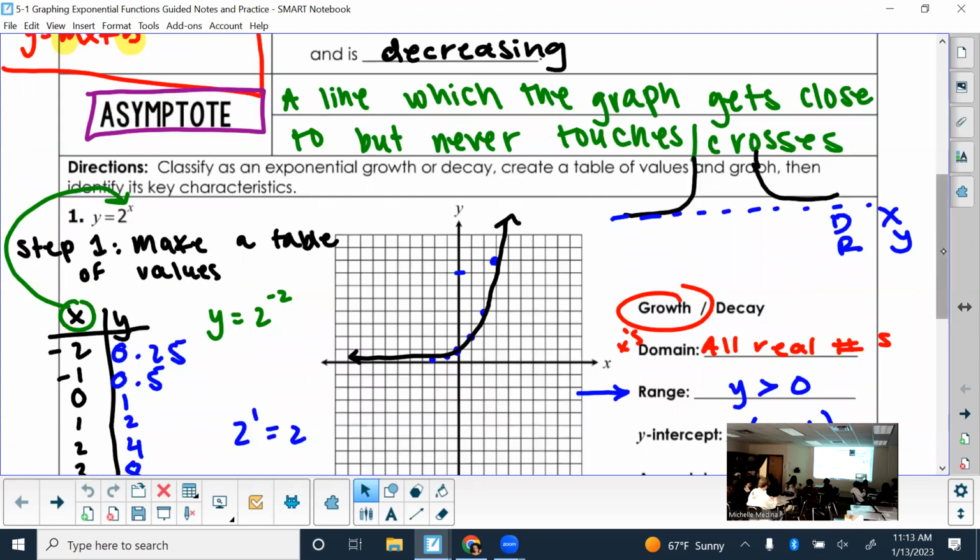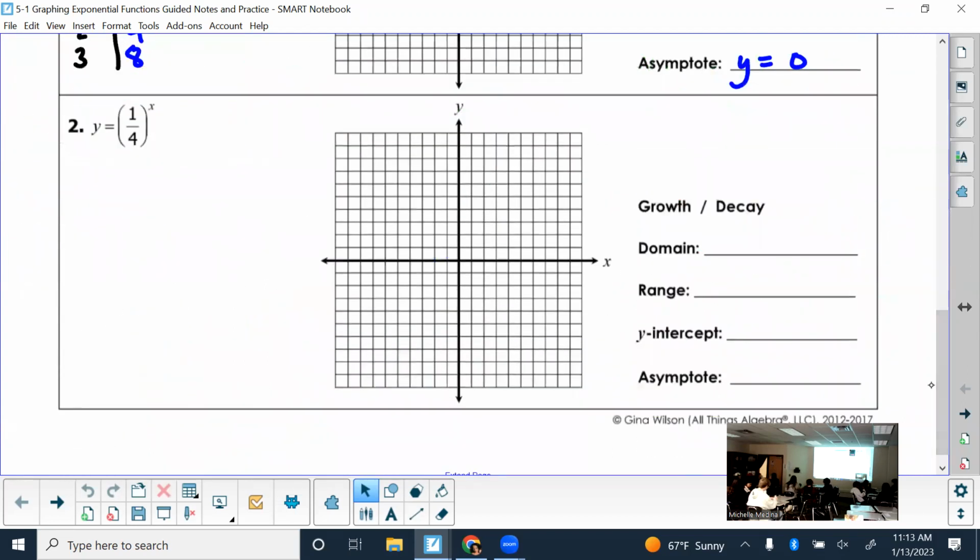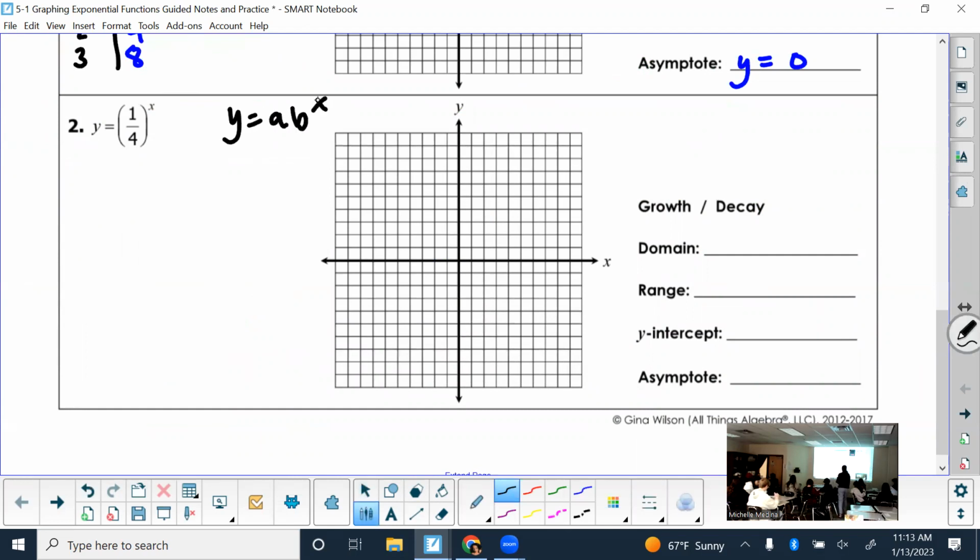All right. So look at number 2 on your note sheet, this one. If they want me to graph this exponential function, and I know it's an exponential function because it's in the form y equals a times b to the x, what do I do first? They want me to graph it. Step 1 is to make a table of values. So that's an XY table.